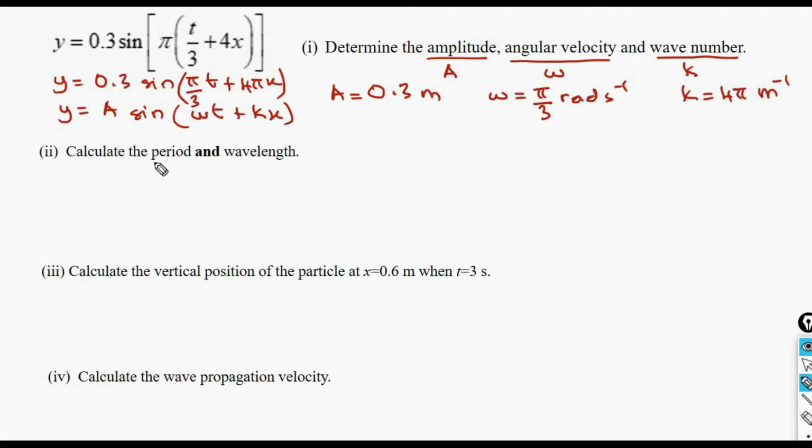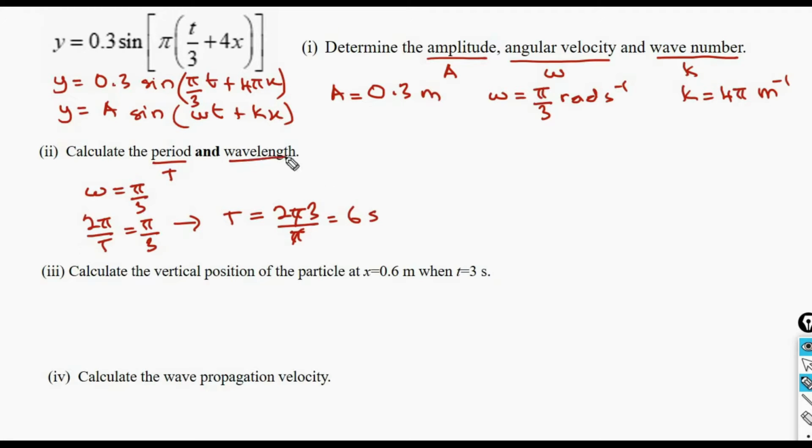Okay, next, calculate the period, T, and wavelength. Alright, T first, period. We can get the period from omega. Omega is pi over 3. But the formula for omega is 2 pi over T equals pi over 3. Okay, so from here, rearranging, T equals 2 pi times 3 over pi. So from here, you get 6 seconds.